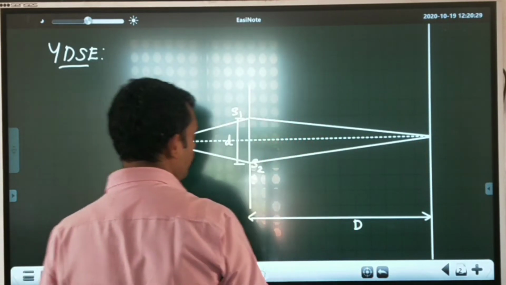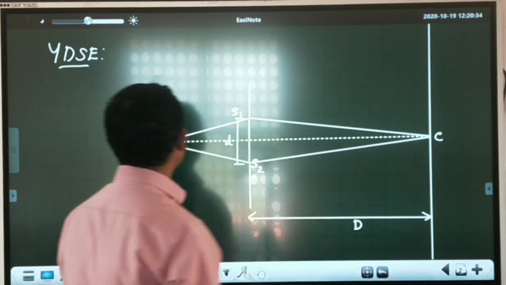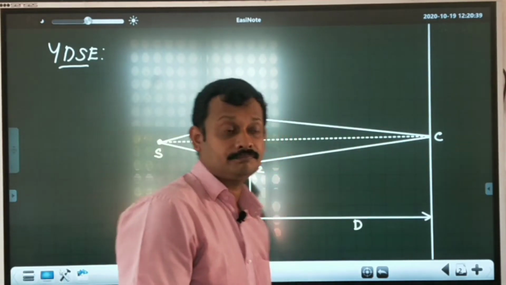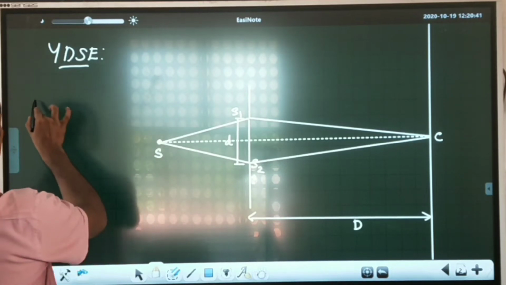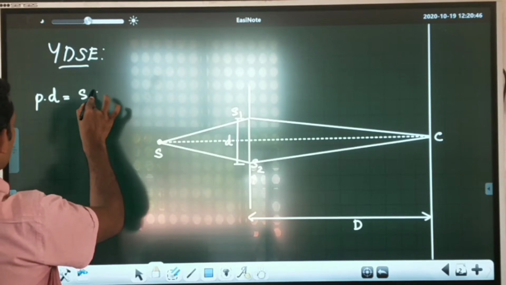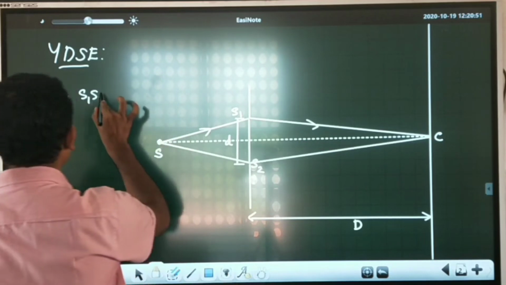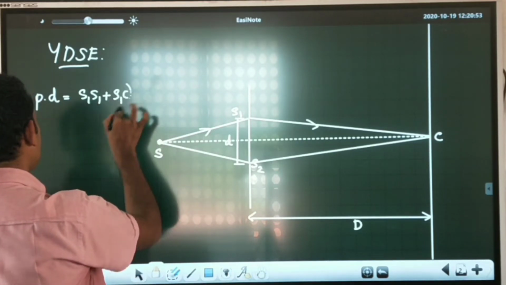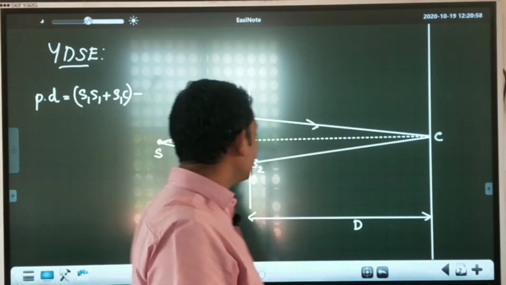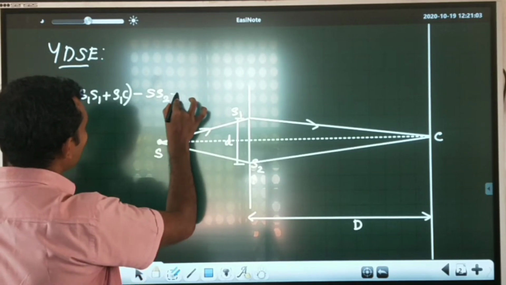Now we have to set this point C, with S1C and S2C. C is the center of the screen. Let us take the path difference here. What will be the path difference? This is the path along which the first light travels: SS1 plus S1C, minus SS2 plus S2C. Path difference simply means the difference in path.